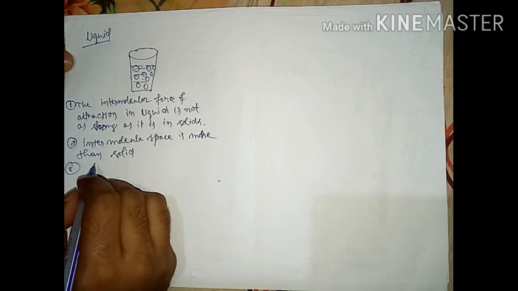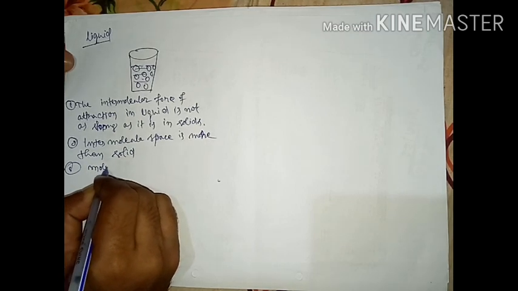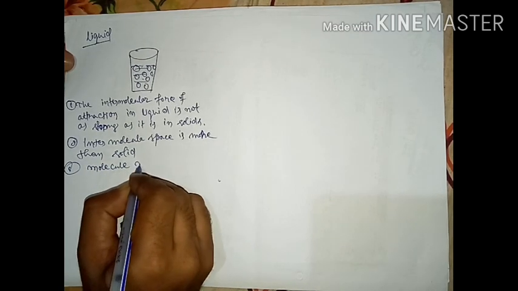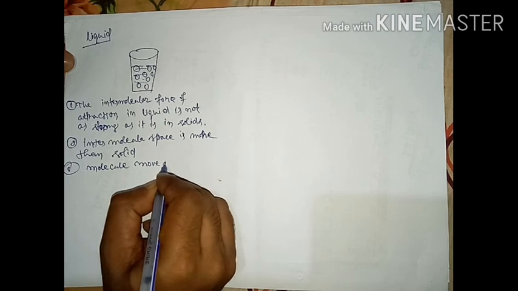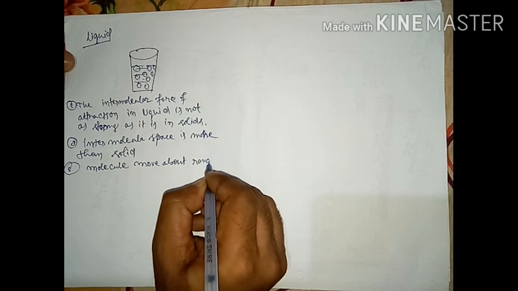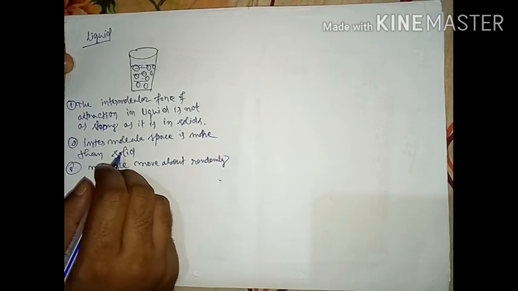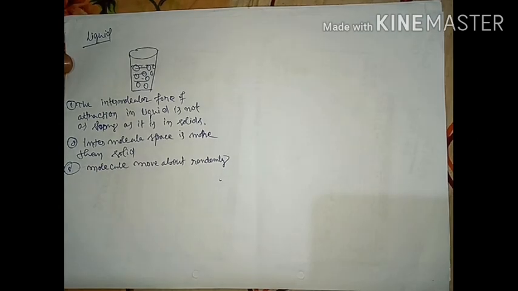Molecules slide over each other and move about randomly in liquids. Molecules move about randomly, that's why, students, a liquid can flow. Why can liquid flow? Because molecules move about randomly.